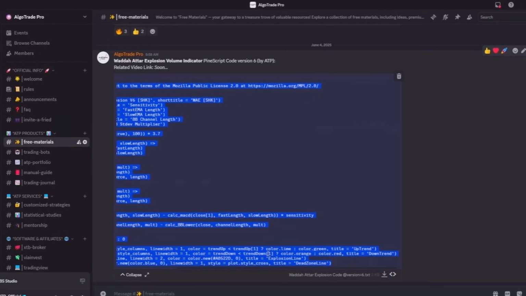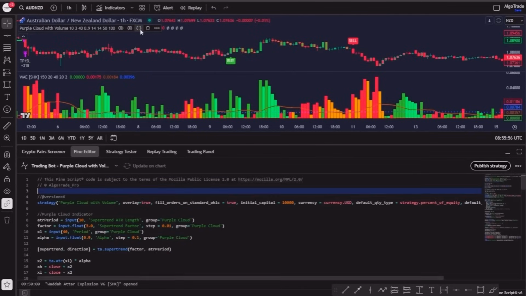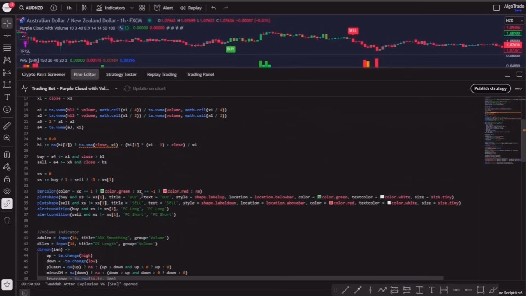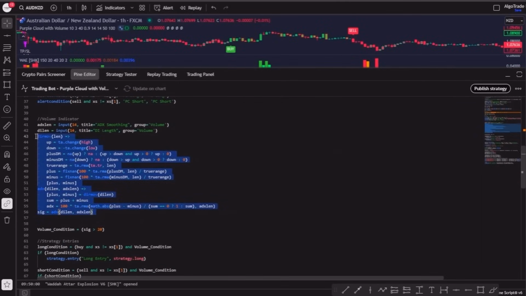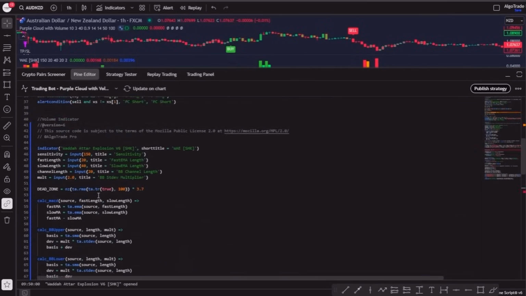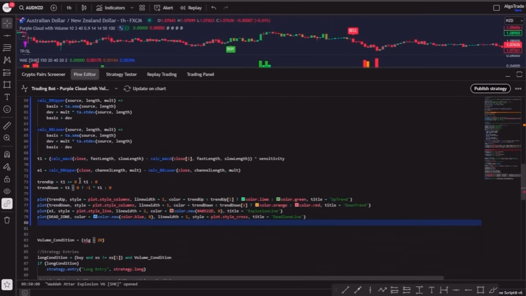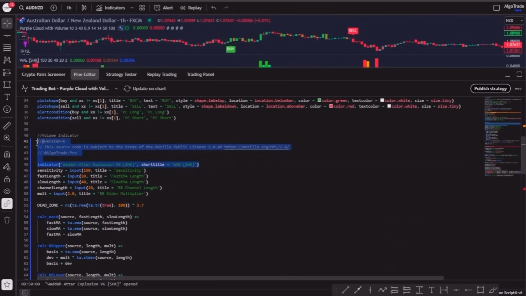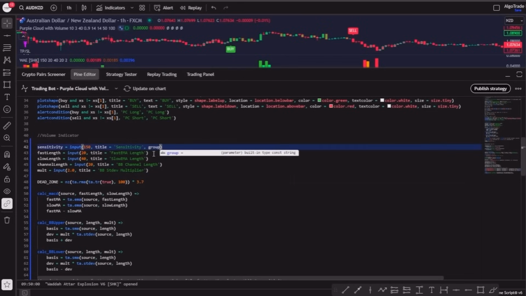Now let's copy that updated version and add it back to our PineScript strategy. We'll replace the previous volume filter, in this case the ADX section, by pasting the Waddah Attar code in its place. As usual, I will remove the plot lines and I will also group the inputs using group equal volume, just like we did before.